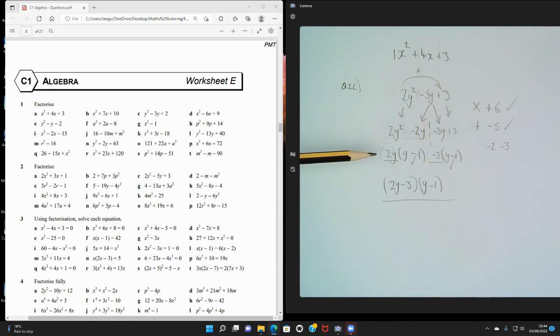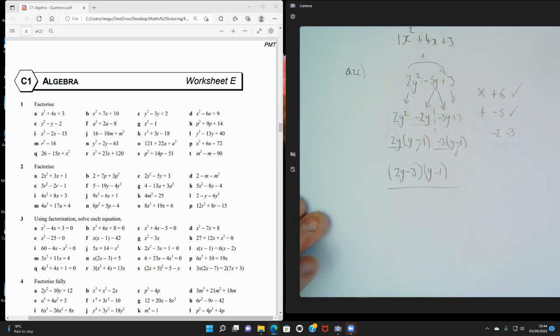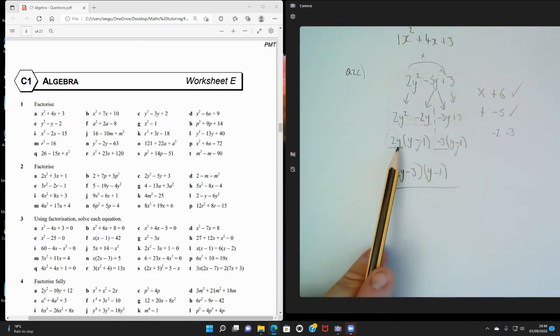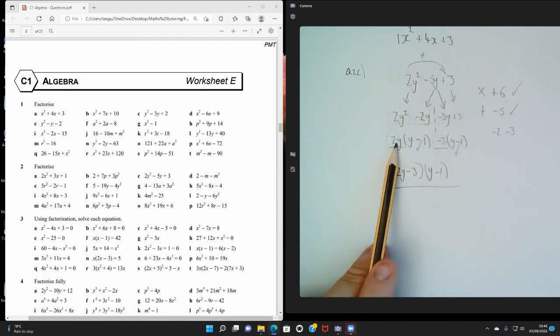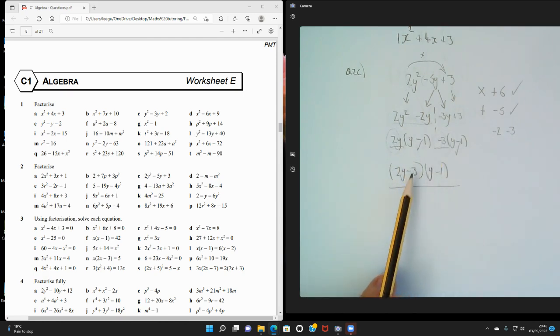Once you get to this stage, you know it's correct if these two brackets match each other. So this one and this one, if they match, we're good. It's all correct. And then the final bracket, the 2y minus 3, it's been formed by combining whatever's written in front of these two brackets. So 2y minus 3. So that is the other bracket. Okay, so that's how this technique works.